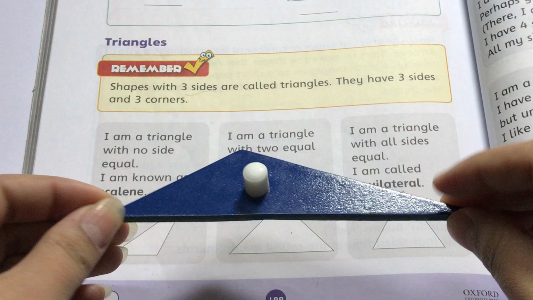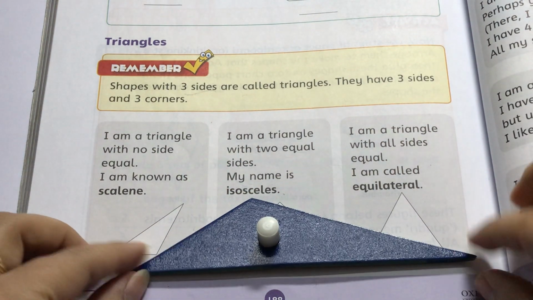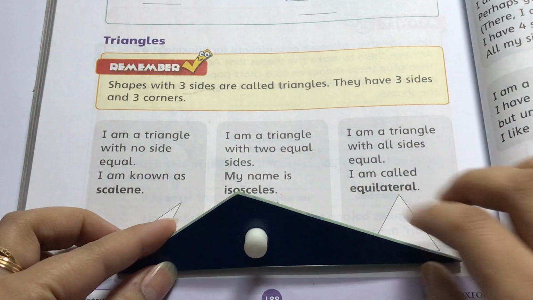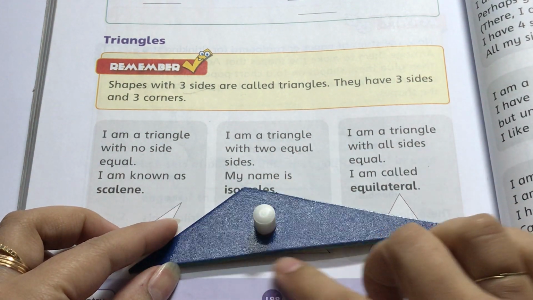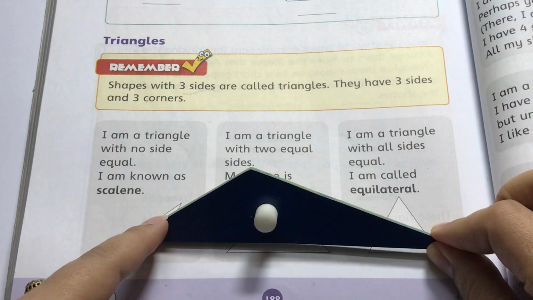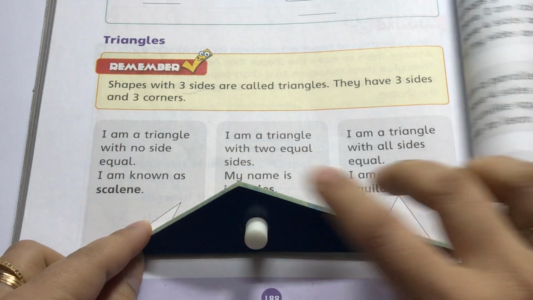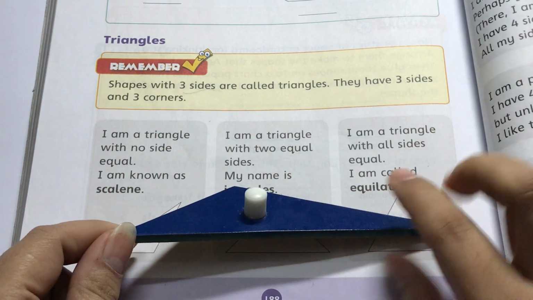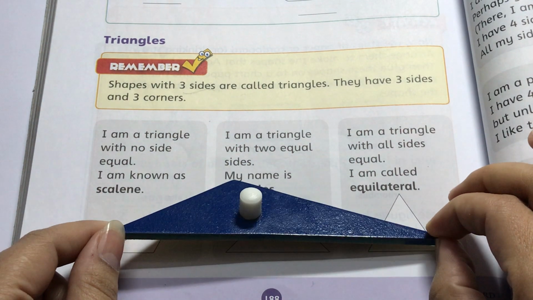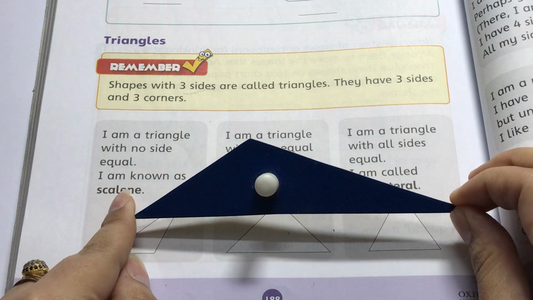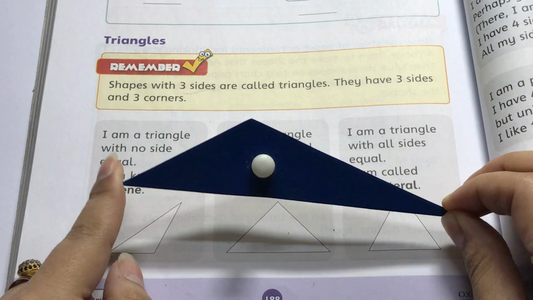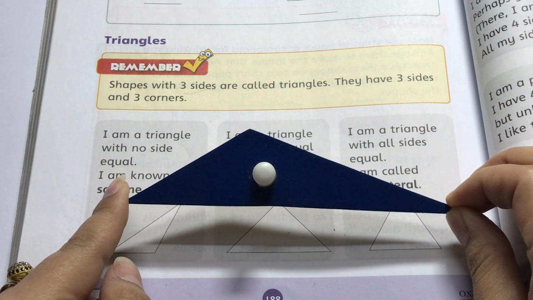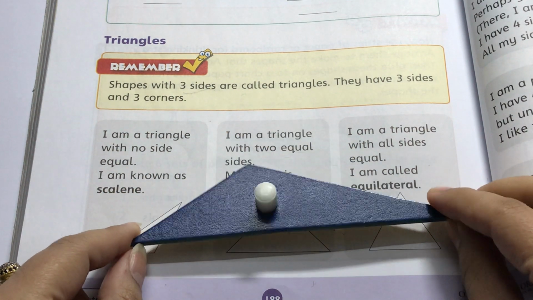See this triangle. As you can see, each side has a different measurement, right? This side is the shortest one, this is longer in comparison to this side, and the base is the greatest one, right? As you can see, all the sides have different measurements. So this is a triangle with no equal side.